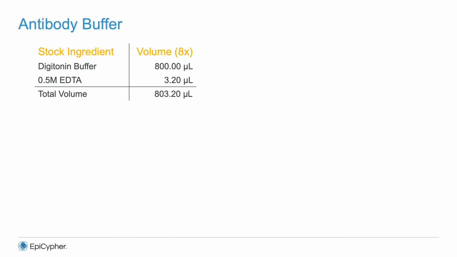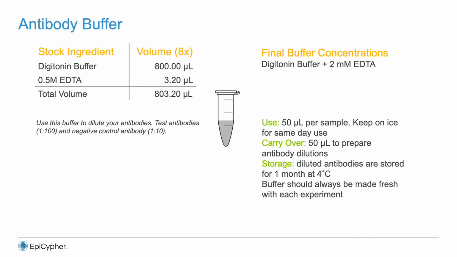Use the carried over digitonin buffer and EDTA to make the antibody buffer. We recommend using this buffer to dilute your antibody stock. Diluted antibodies can be stored at 4 degrees Celsius for 1 month, but the antibody buffer will need to be made fresh for each experiment.